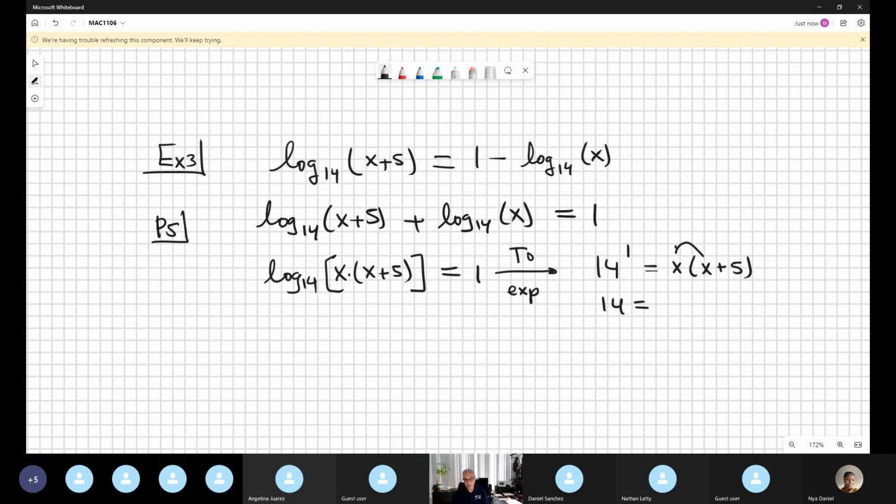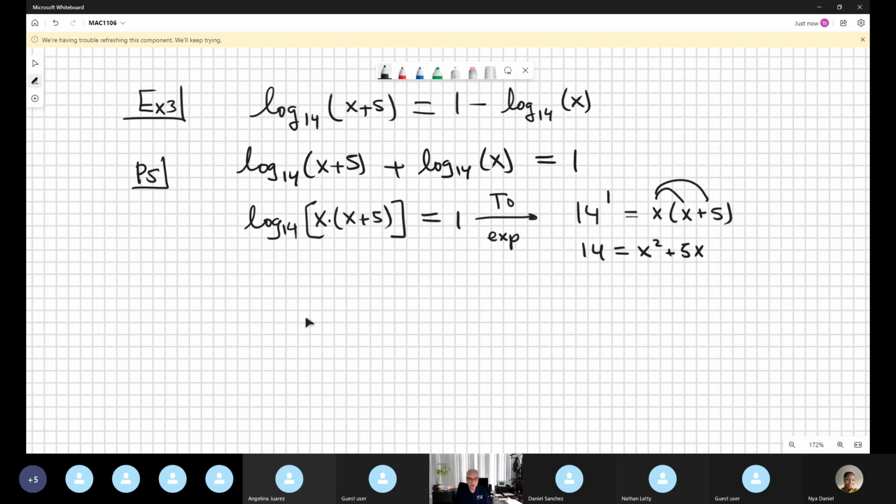And now you apply distributing: x squared plus 5x. Wow, it's a quadratic equation. One more time, that's the reason the professor explained at the beginning that the quadratic equation is very, very important in this subject. So now I put it in standard form: x squared plus 5x minus 14 equals 0.